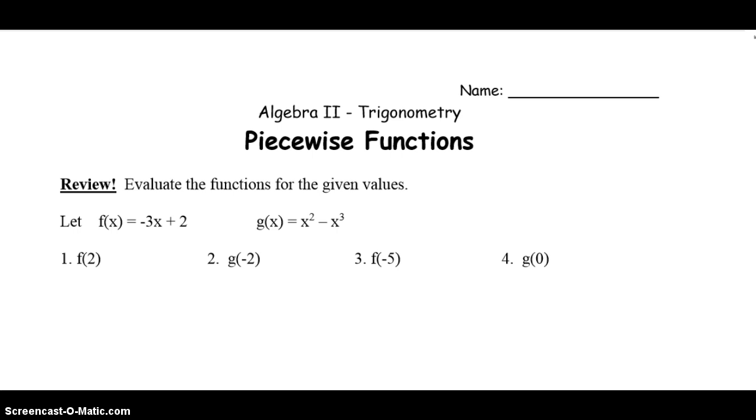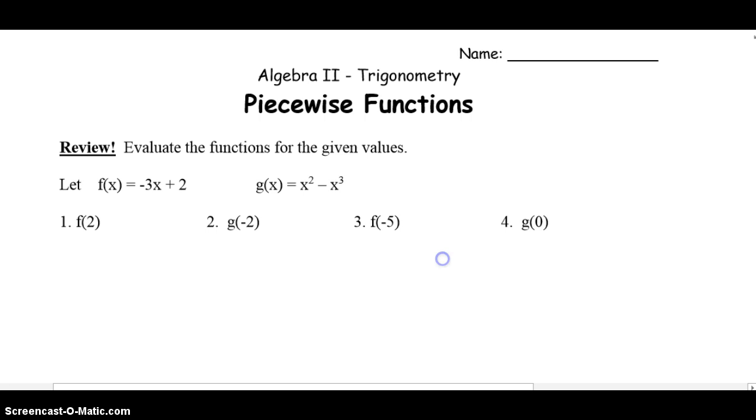Alright, right here it says review, evaluate the functions for the given values, and it gives us two functions. Remember, we would call these functions f of x equals negative 3x plus 2, and g of x equals x squared minus x cubed. So in number 1, where it says f and then 2 in parentheses, remember we say that as f of 2. And what that's saying is in the function f, plug 2 in for x.